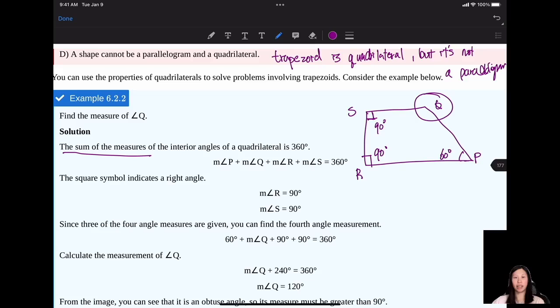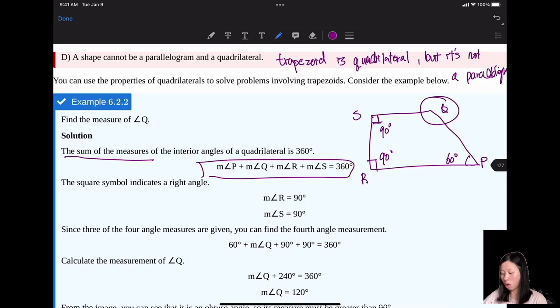Because we know that the sum of the interior angles of a quadrilateral is 360 degrees, we can use this formula: the sum of all the angles equals 360 degrees. Then we use substitution and substitute the angles for R and S. Angle R is 90 degrees, angle S is 90 degrees. Angle Q, we don't know, so we leave it there. And angle P, from the graph, we know is 60 degrees. Then we use algebra and find that angle Q equals 120 degrees.